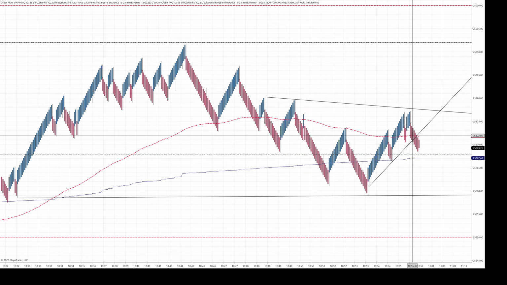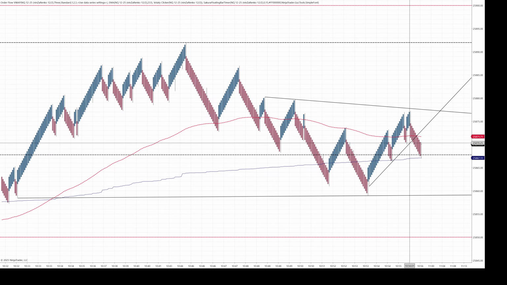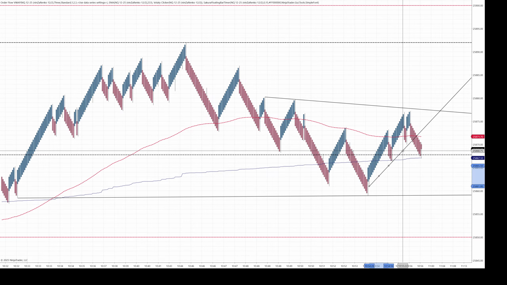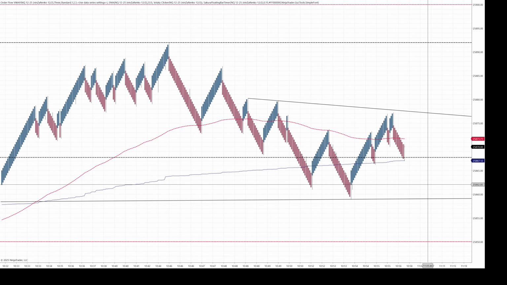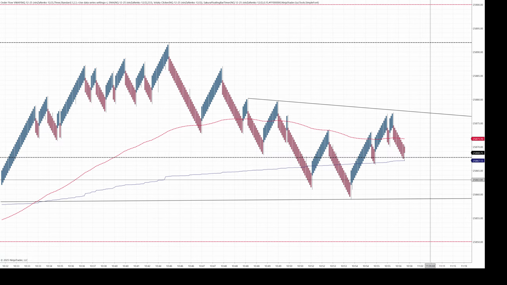And then same thing with this reversal going back down. We have standard deviation right here, and we had that trend line in the way. So there's a lot of indecision going on and consolidation at the moment.